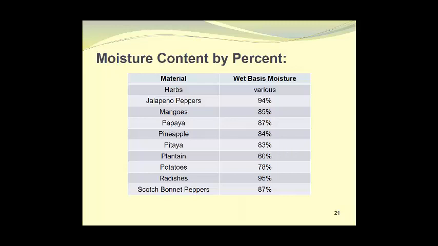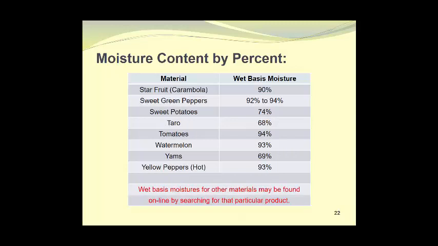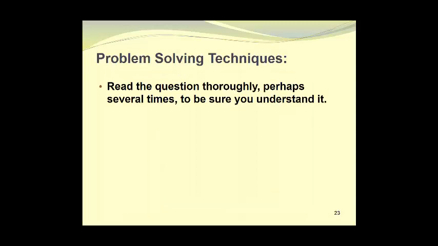Herbs are a slightly different story. The wet basis moisture will vary depending upon the actual nature of the herbal material itself. In this final portion of the table, we see that tomatoes have a wet basis moisture content of 94%, and some tomatoes will actually have a slightly higher moisture content on a wet basis, as we will discuss in a moment. The wet basis moistures for other materials may be found online by searching for that particular product.